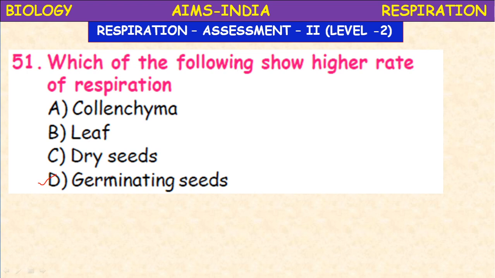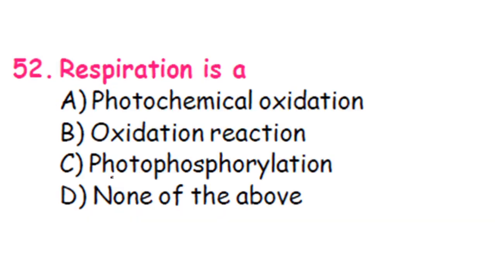In the end of the lesson, we have conducted several experiments. The germinating seeds produce carbon dioxide. Germinating or sprouted seeds produce heat. Thermos flask experiment we have conducted, and we have collected the gas released from the germinating seeds and tested that lime water turns milky, isn't it? So here, which of the following show higher rate of respiration? Germinating seeds, D.